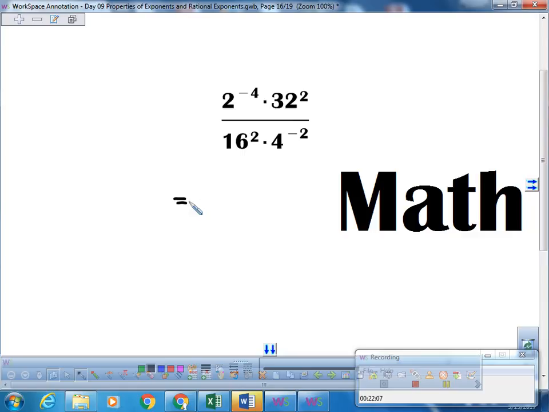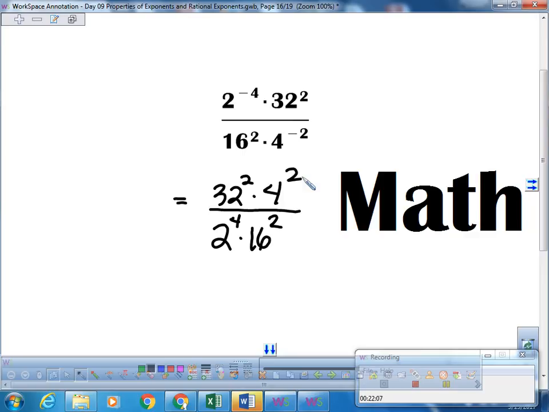All right, so 2 to the -4. So this is 2 to the -4, which goes in the denominator. So you guys take me for granted. 2 to the -4 is going to become 2 to the 4th. 32 to the 2 is going to stay on top. 16 to the 2 is going to stay on the bottom, and 4 to the -2 is going to come up top. Now, I can simplify all of these.